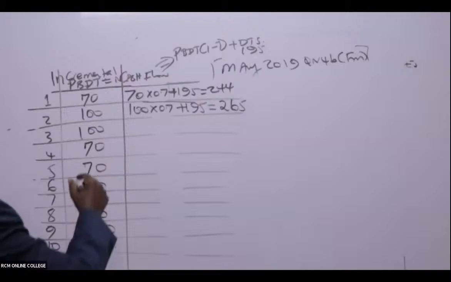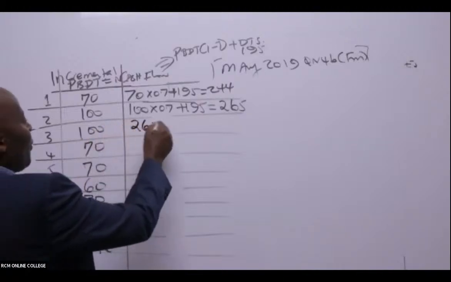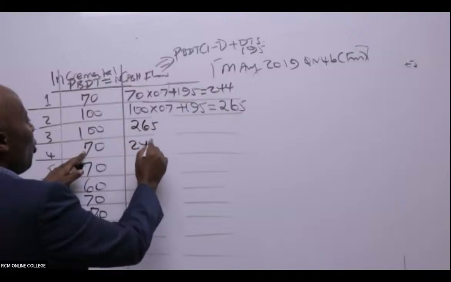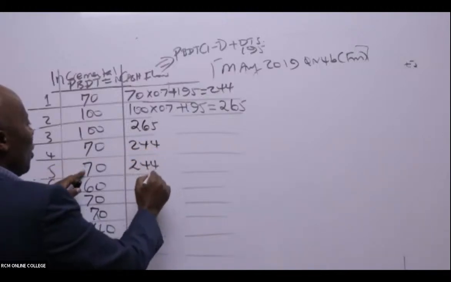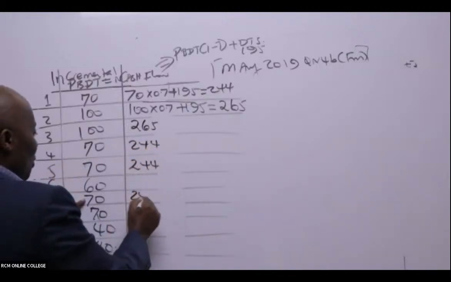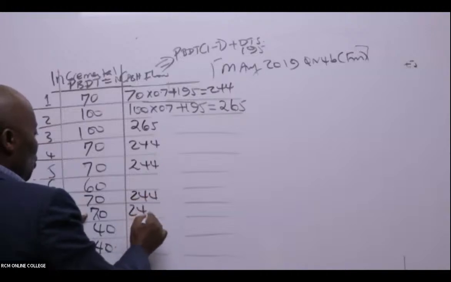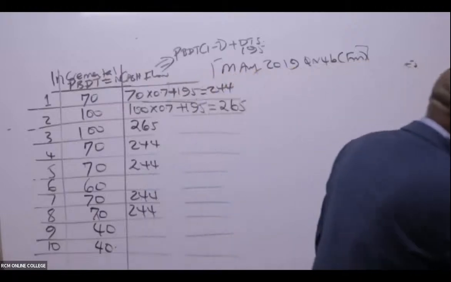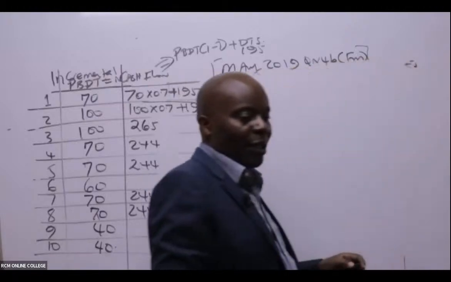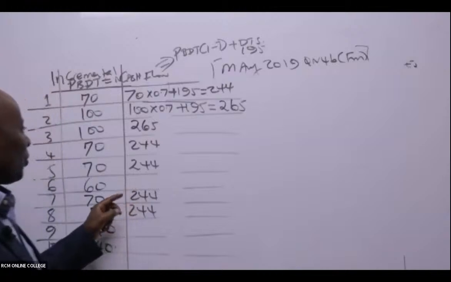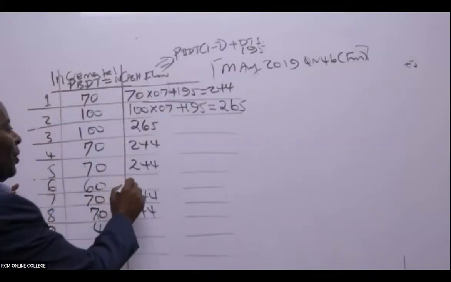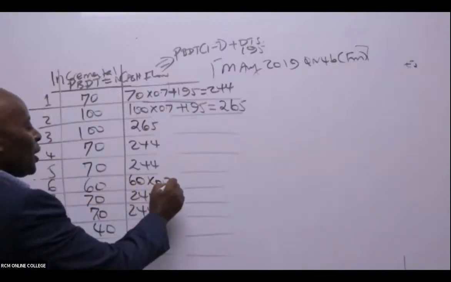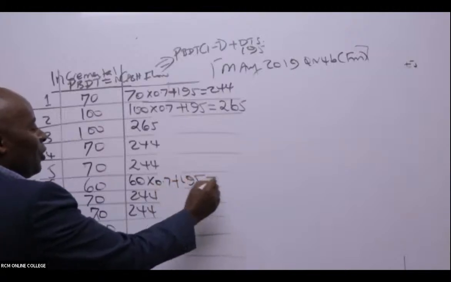Like now, this one, I know it will be 265. I know this will be 244, and this, and this, and this, don't ask me how I'm getting this. How about this one, somebody? Is there somebody who can give me this one of 60? Because it will be 60 times 0.7 plus 195. Are you able to give me that figure?